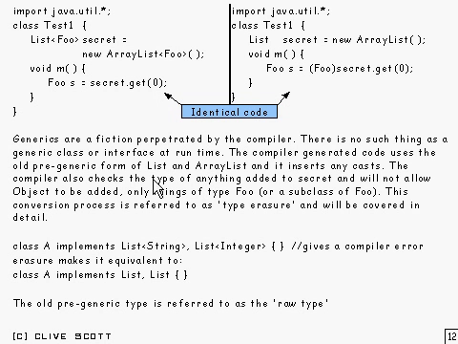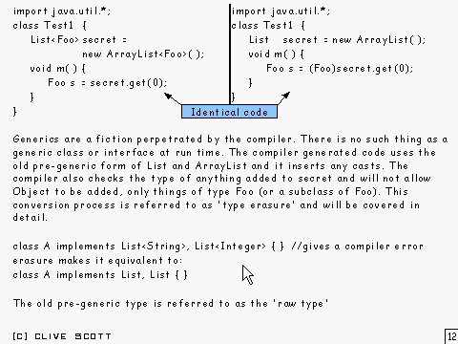Now, what that means is that the compiler generates code that uses the old pre-generic form of list and array list and all the rest of it, and it inserts any casts. And of course, it also checks that anything added to secret, in this case, is of the correct type. And it won't allow things like object to be added, in this case over here. Any things of type foo, or of course a subclass of foo. Now, this process of converting from a list of foo to list and so on is called erasure, and I'll cover that in some detail later.